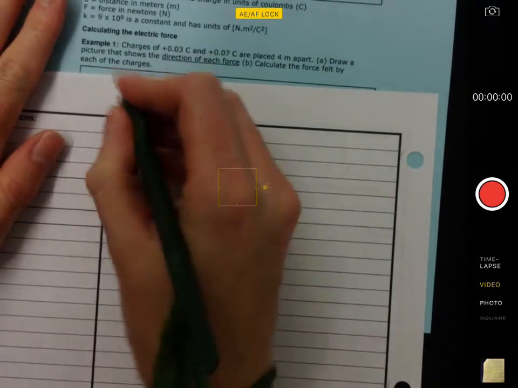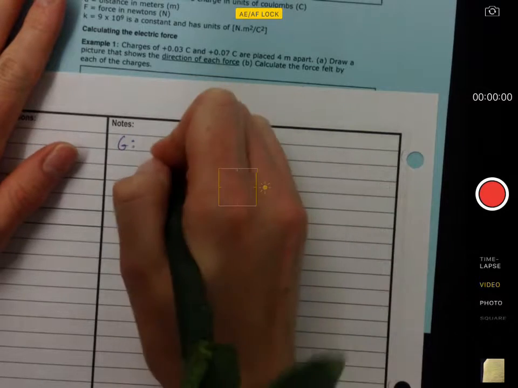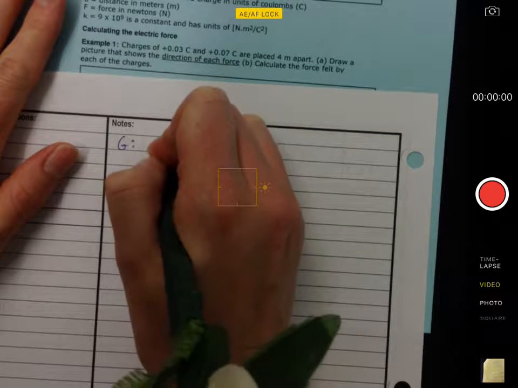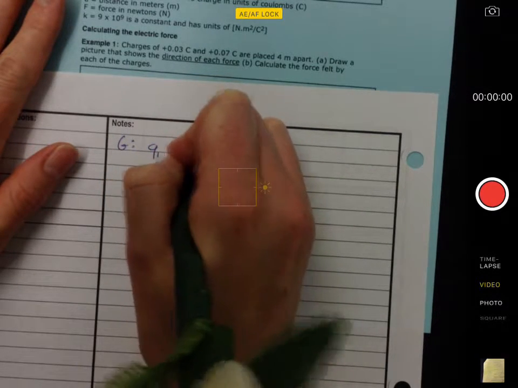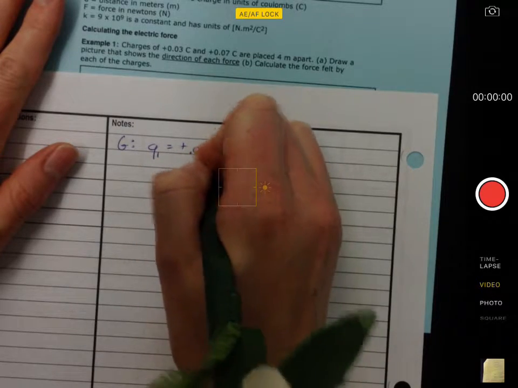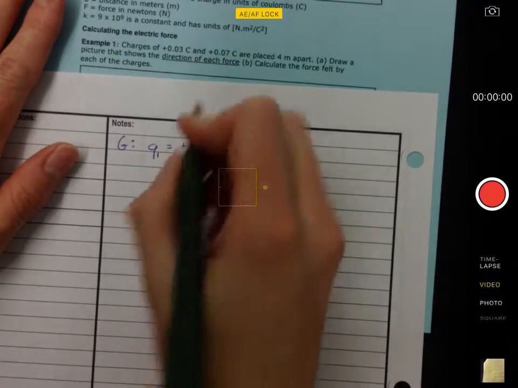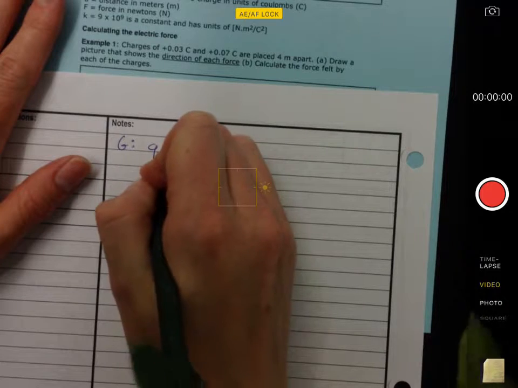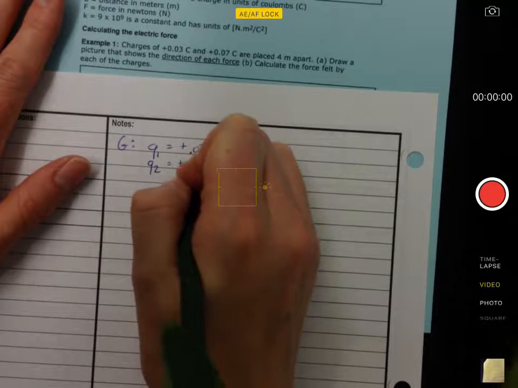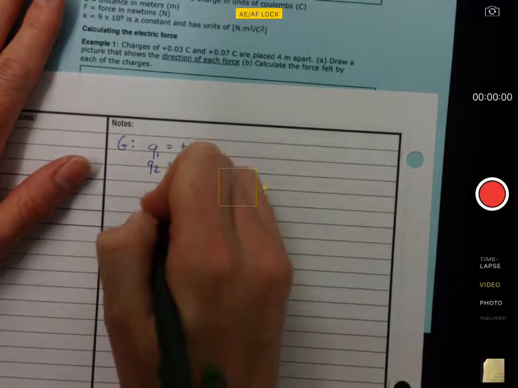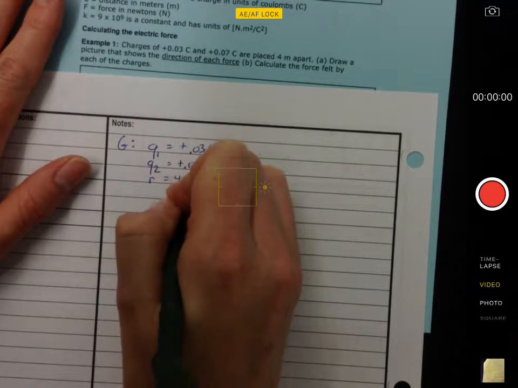Okay, so we have these charges here. It even tells us how much, so we're going to start with our givens. We have a charge of plus 0.03 coulombs, which I'm going to call Q1, and another one that's plus 0.07 coulombs, that's Q2, and they're placed a distance, that's R, of 4 meters apart.